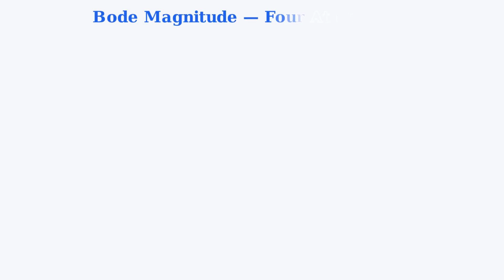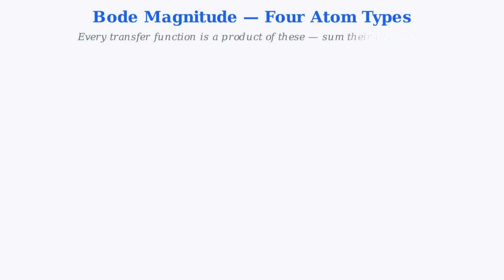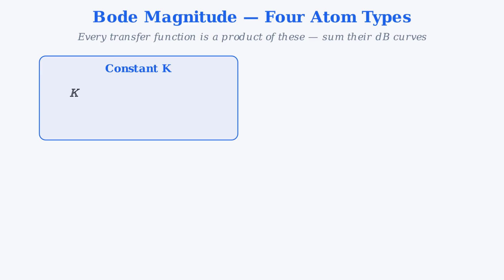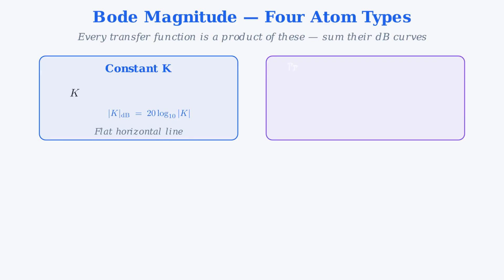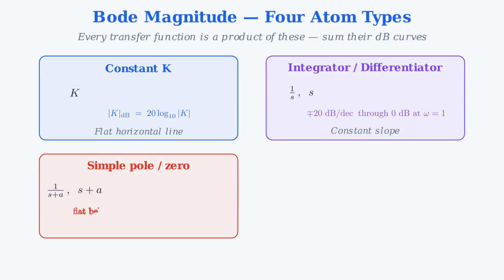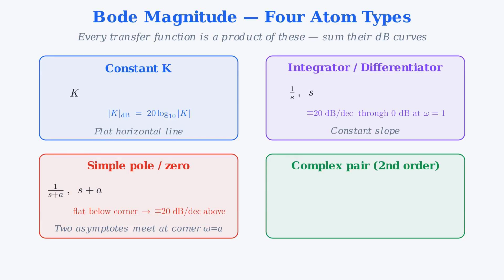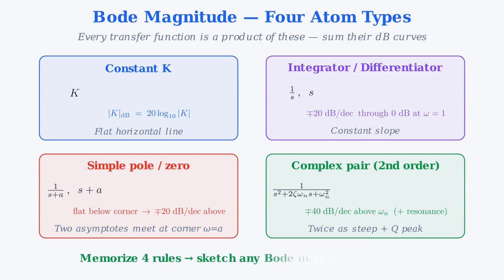Step 2. Magnitude rules per atom. Constant k. Magnitude in decibels is 20 log k, a flat horizontal line. Positive k shifts the whole plot up by 20 log k dB. Integrator 1 over s. Substitute s equals j omega. Magnitude is 1 over omega. In dB, minus 20 log omega. A straight line of slope minus 20 dB per decade, passing through 0 dB at omega equals 1. Differentiator s, plus 20 dB per decade, also through 0 at omega equals 1.